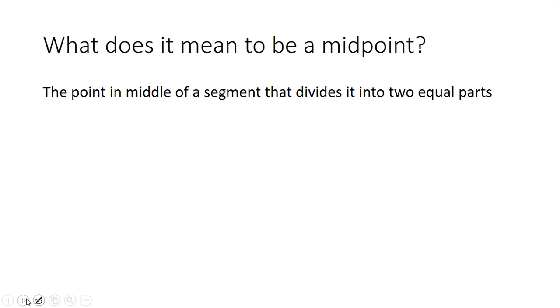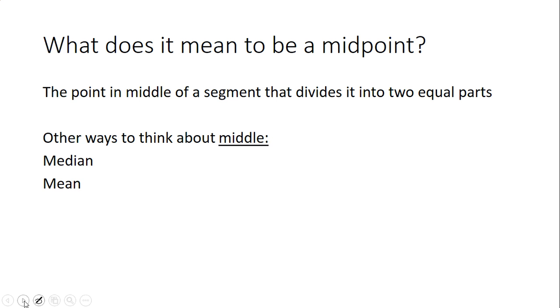Now let's talk about midpoint. What does it mean to be a midpoint? A midpoint is the point in the middle of a segment that divides it into two equal parts. So in other ways to think about median or middle or midpoint, all of those kind of bring together this middle notion. Median, mean, we're trying to find the middle.